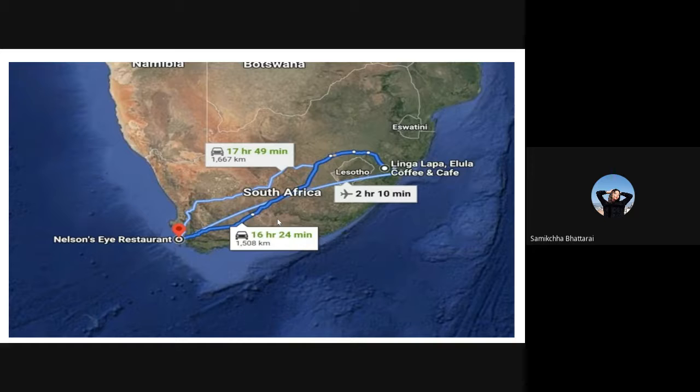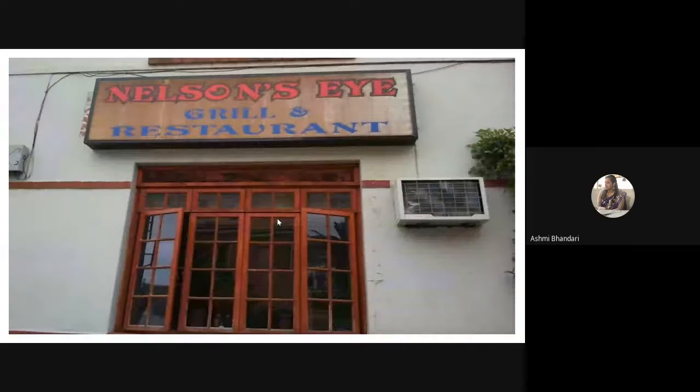Now, moving on to our next speaker, we have Asmi Bhandari, and she will be explaining and sharing the food we had at our dinner table in Nelson's Eye. Asmi Bhandari, the virtual floor is yours. Thank you, Samiksha. After the snacks, we decided to have dinner. Then we decided to go to Nelson's Eye restaurant. Next slide.